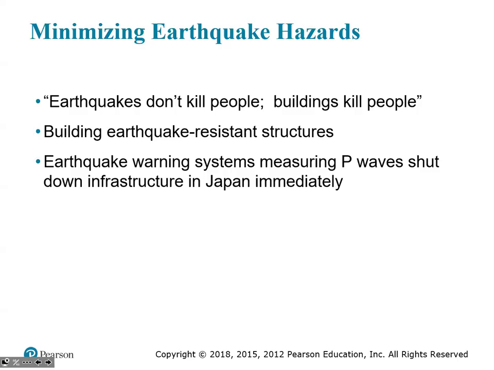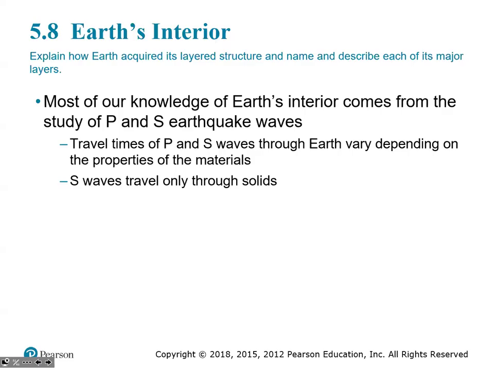If you look at traditional Japanese or Korean buildings, a lot of them are slightly decoupled from the ground and things like that. They're designed in a way that they're a little more flexible. Those handle earthquakes better. Earthquake warning systems measuring P waves shut down infrastructure in Japan immediately. This keeps that infrastructure from causing more damage.